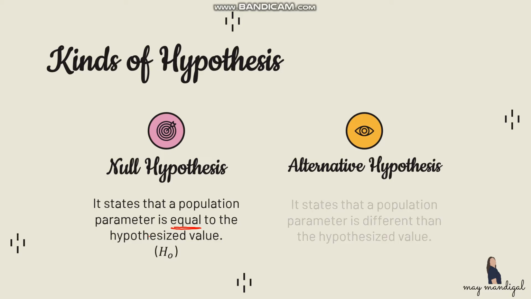For our alternative hypothesis, it states that a population parameter is different than the hypothesized value. Here, it's like you're contradicting the null hypothesis, because in the null hypothesis, we state that the values are equal with one another. But for the alternative hypothesis, we state that the values that we have are different from one another. So the population parameter is different from our hypothesized value. Or if you are comparing two values, we can say that they are different from one another. And we use H sub A or HA to write our alternative hypothesis.